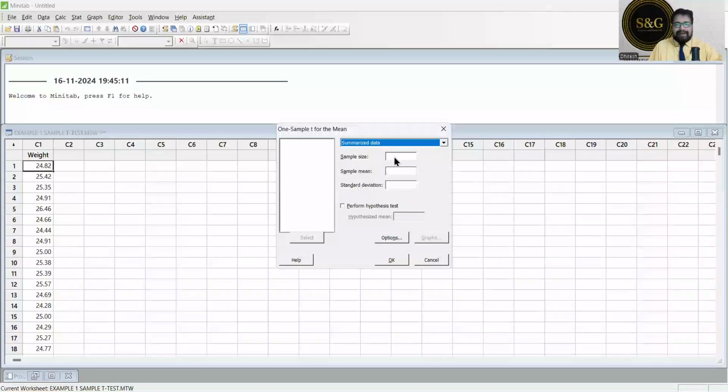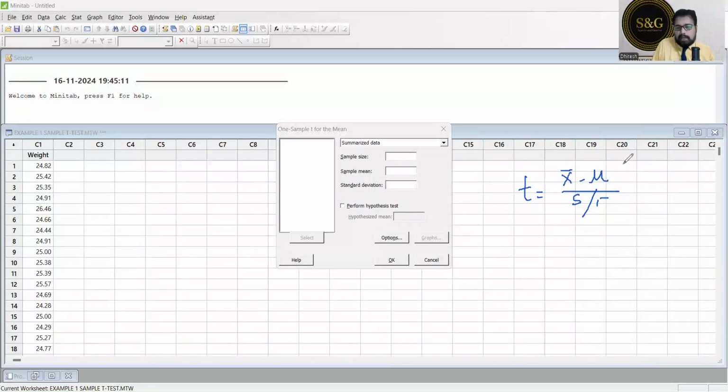Now there are 4 factors you need to enter here. Just listen to me very carefully. Now the 4 factors are basically the t statistics calculation. You can just make a note of this. t = (X bar minus mu) divided by (S divided by square root of N). Now what is t statistics?